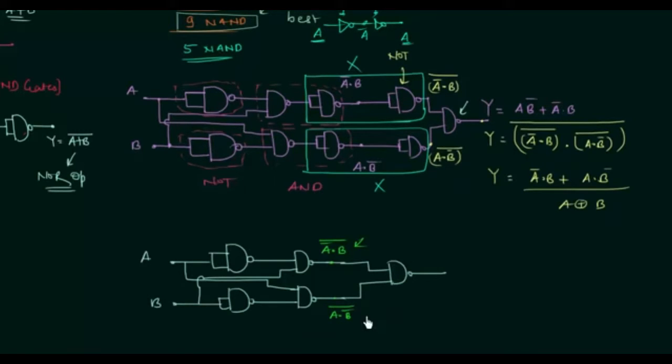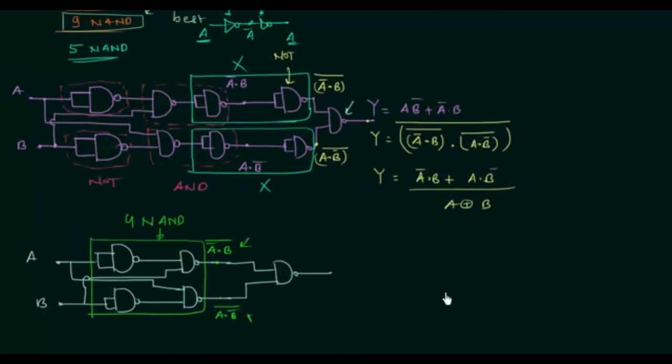We are getting this too by using 4 NAND gates, but we have to obtain these results by using 3 NAND gates. Here we are using 4 NAND gates to obtain this too, but we have to use 3 NAND gates. So let's see how we can have the same results by using the 3 NAND gates. First I will draw it and then I will explain.